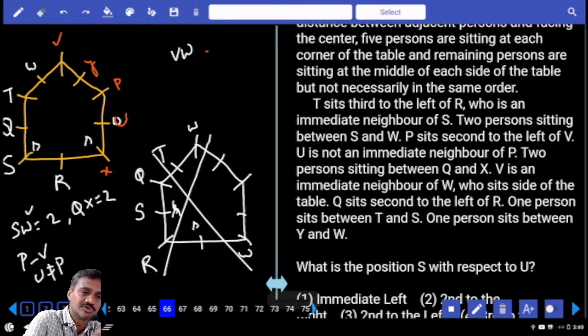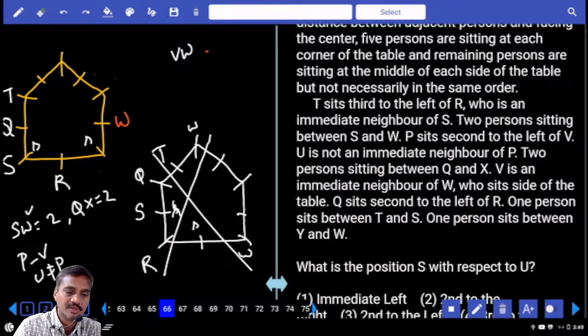Hence, whatever the assumption we have taken, W at this place is not possible. And if W is not possible there, then what is the only possibility we have for this W? W must be here. Now W is here, then between S and W there are 2 people, and P is seated second to the left of V, and between Q and X there are exactly 2 people. And Q and X, V and W are adjacent to each other.